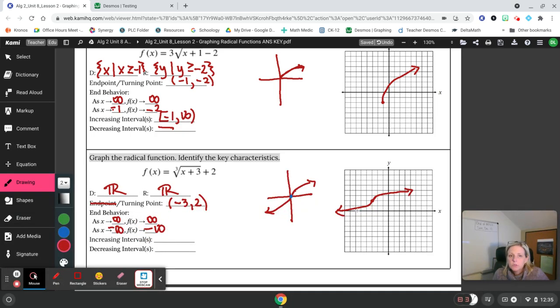Our increasing intervals, so remember this is traveling left to right, it is always increasing. So we would say negative infinity to positive infinity, and we don't have any decreasing intervals. So this would be, we just put a dash there.